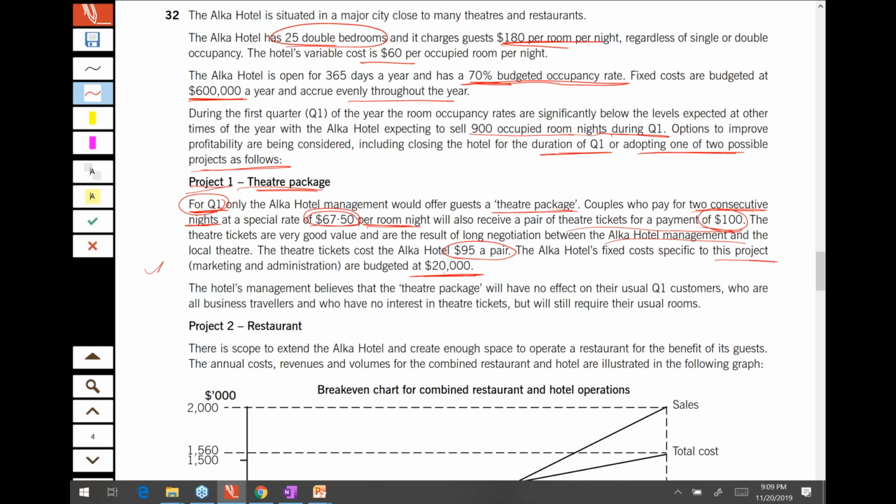The hotel management believes that the theater package will have no effect on their usual quarter one customers. This means these 900 will continue to come. These are business travelers who have no interest in theater tickets but still require the usual room.